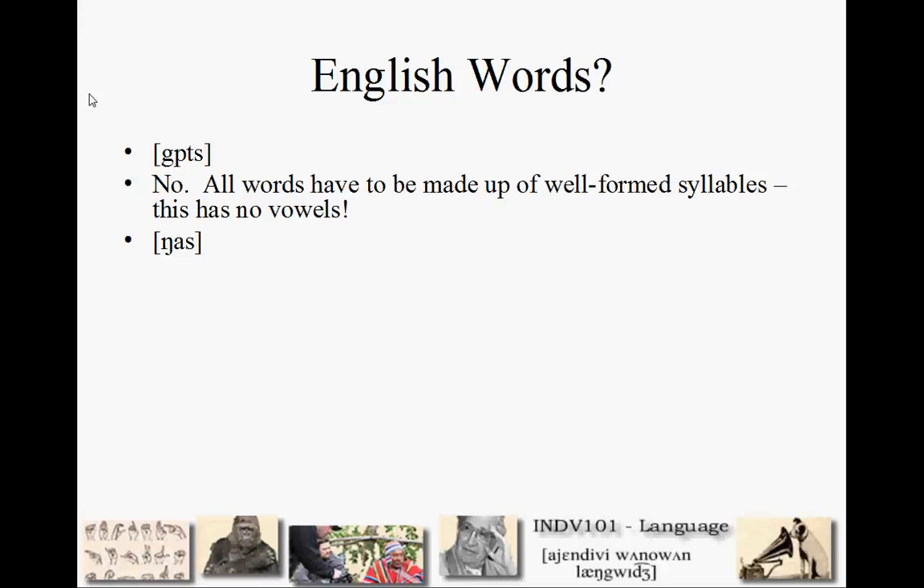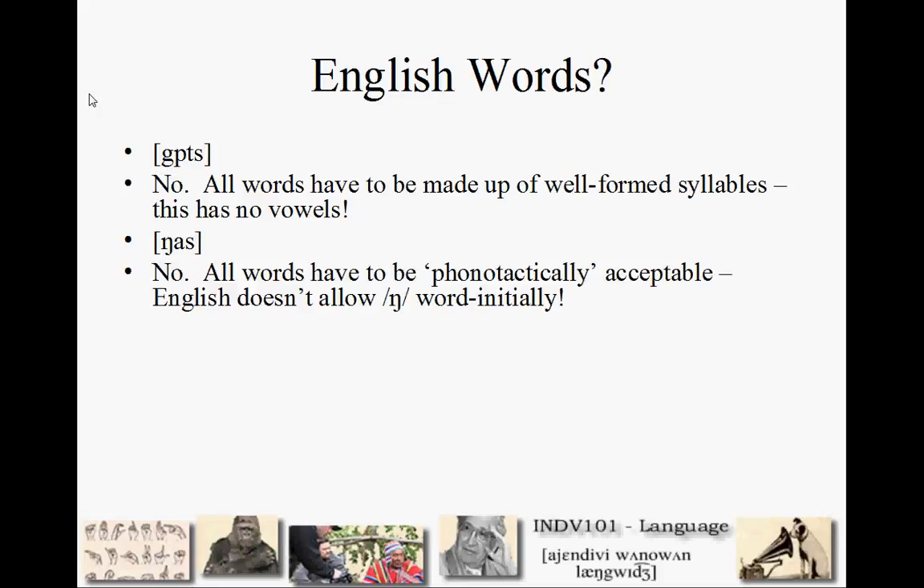This word ngas, this is getting a little closer. It's a syllable, but it's not phonotactically acceptable. So phonotactics, those are sort of the rules of which sounds you can put next to each other in a given language. And in English, we don't allow the ng sound at the beginning of a word. We only allow it at the end of a syllable or at the end of a word. So we can say song, but we can't say ngas. The word bnak.